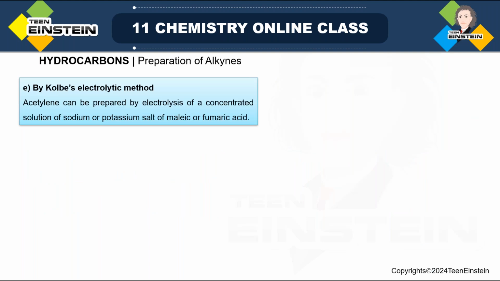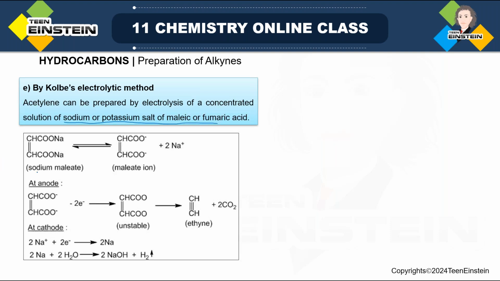Kolbe's electrolytic method. Remember, we have already learned this preparation method previously, and here we will also apply it for the synthesis of alkynes. Now, what type of molecule will we start with? We will start with a concentrated solution of the sodium or potassium salt of maleic or fumaric acid. Maleic and fumaric acid are actually in a cis and trans relationship. Otherwise, their molecular formula is the same, that is, an isomeric relationship.